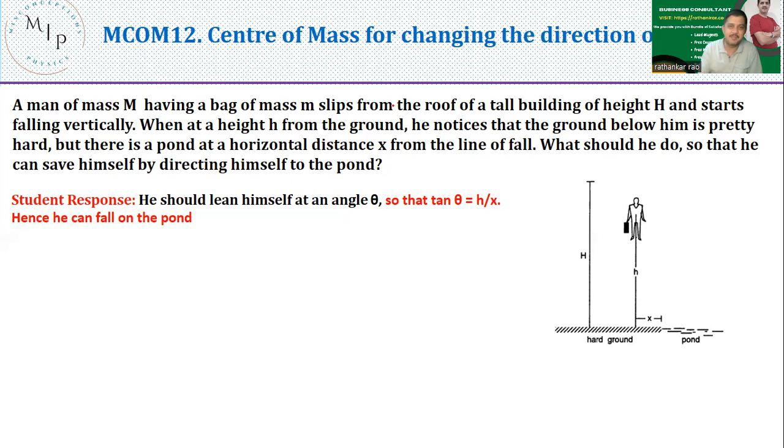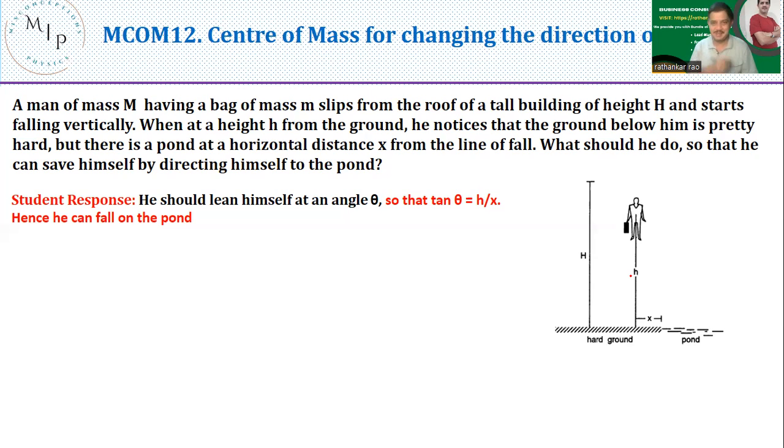The bag of mass m slips from the roof of a tall building of height h, a very tall building, and he starts falling vertically. When at a height h from the ground, he notices that the ground below him is pretty hard, but there is a pond at a horizontal distance x. Anybody will notice it, because the moment you fall, you'll say, whoever is there, please rescue me.